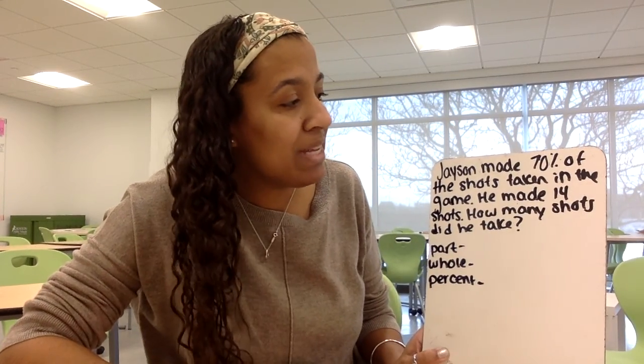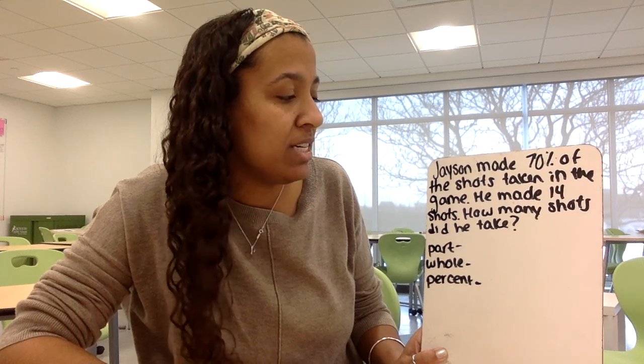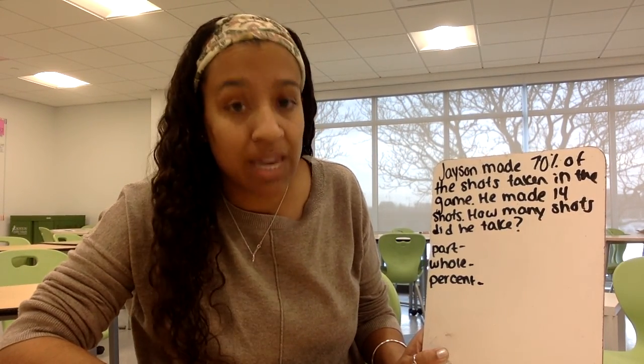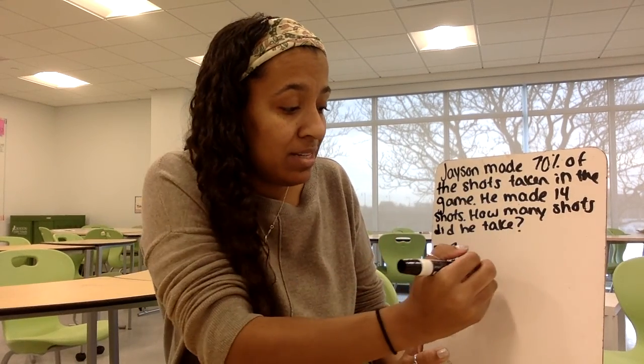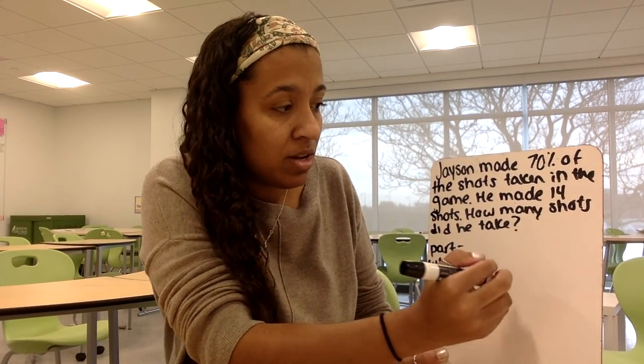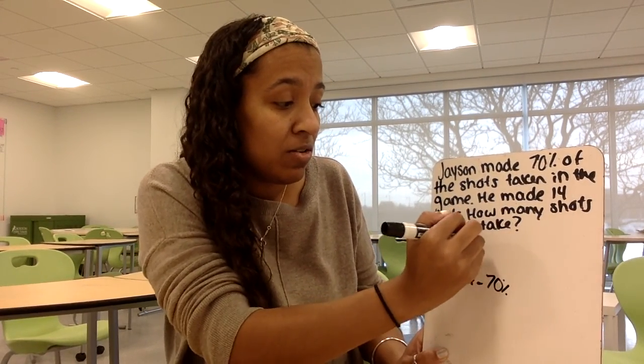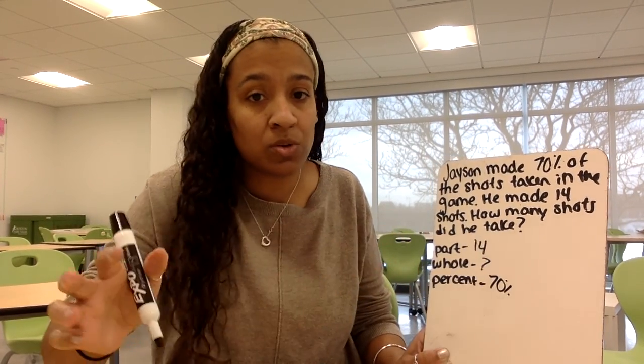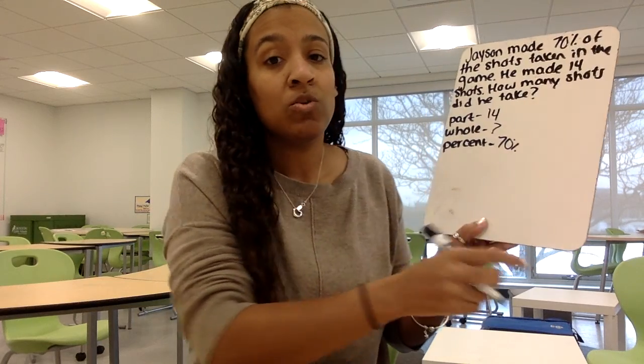Last one. Jason made 70% of the shots taken in the game. He made 14 shots. How many shots did he take? We know that he made 70% and he made 14. That's the part that he made. We don't know the whole, the total number that he took. We've got 2 options here.